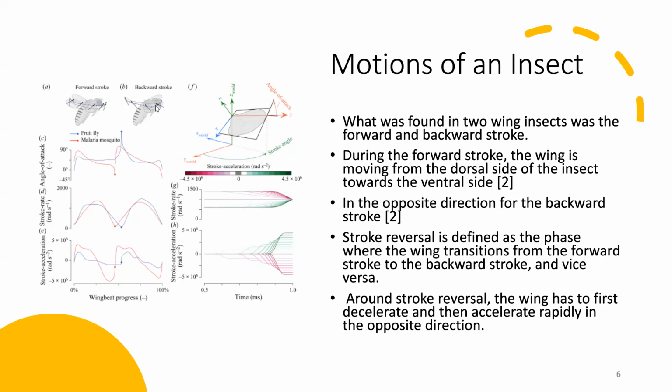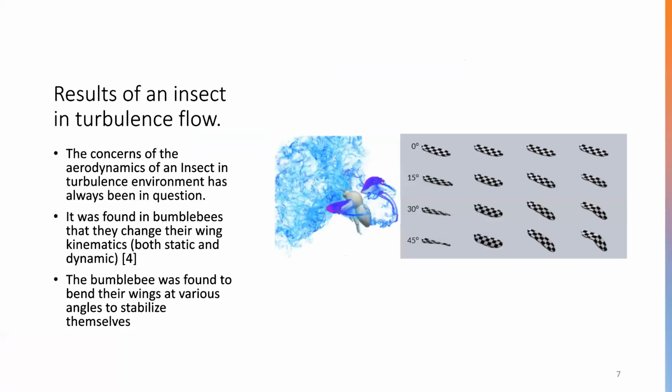Now, stroke reversal is defined as the phase where the wing transitions from the forward stroke to the backward stroke and vice versa. So stroke reversal is basically the phase that happens naturally between the forward stroke and backward stroke. And when this happens during stroke reversal, the wing has to first decelerate and then accelerate rapidly in the opposite direction. This gives you the lift in insects, which allows them to also fly.